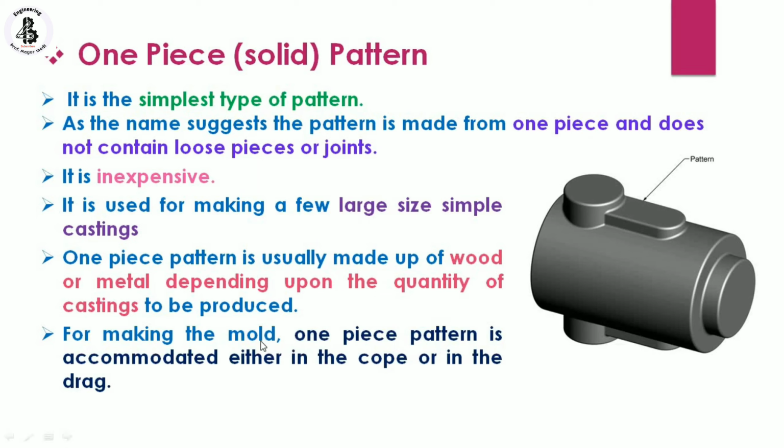For making the mold, the one piece pattern is accommodated either in the cope or in the drag to make a mold cavity. So that is the one piece pattern, or you can say solid pattern, or simple pattern. Then the second one, split pattern.